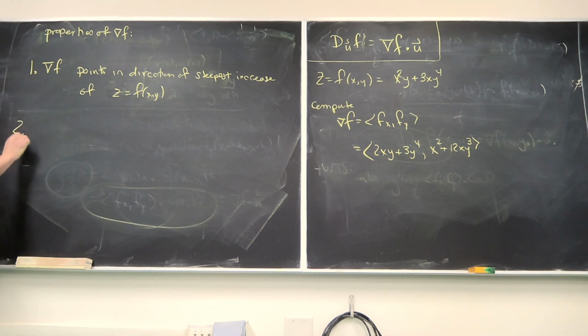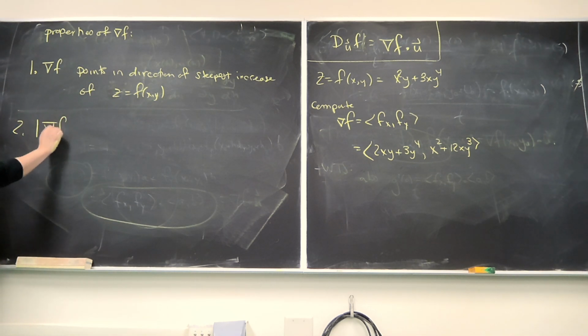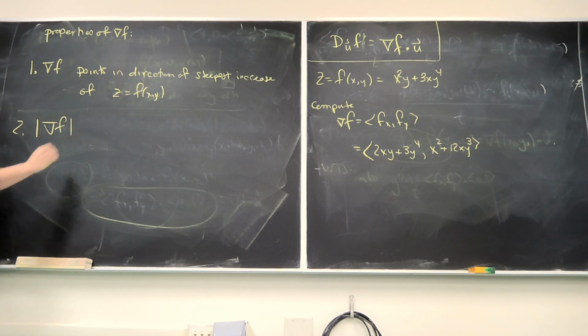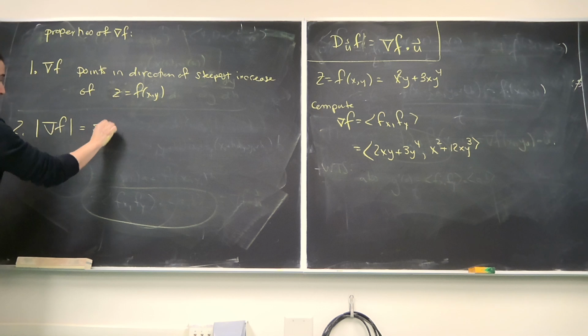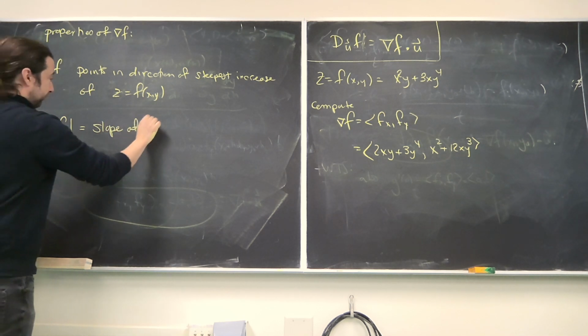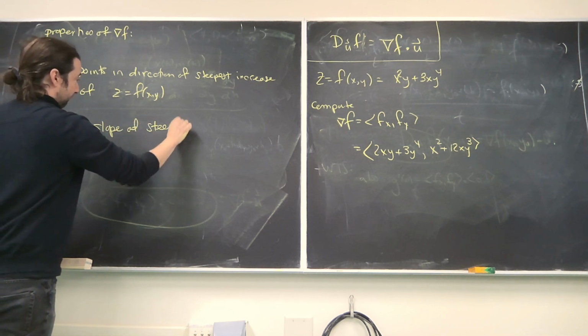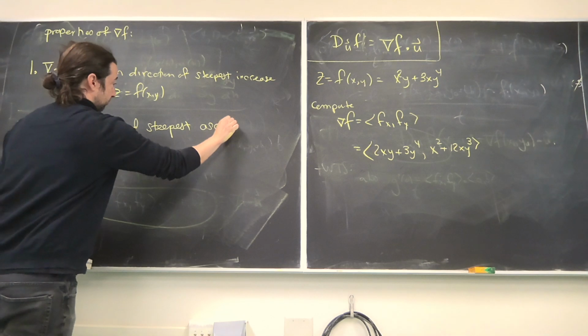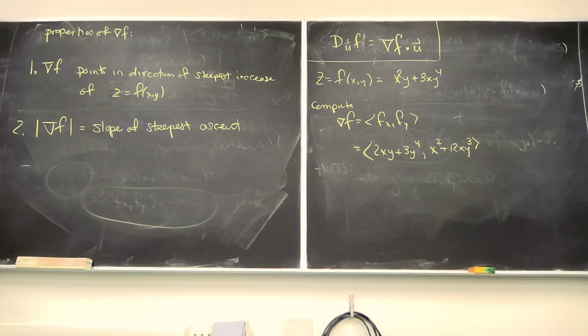Two, the length of the gradient vector is the slope in the steepest direction. That is to say, the direction tells you how to head if you want to increase as much as possible, and the magnitude of the vector tells you how much you'll go if you go that direction.